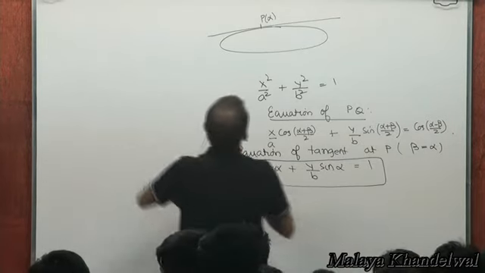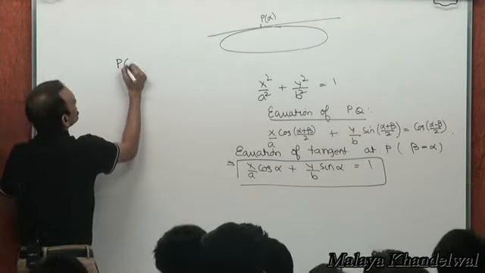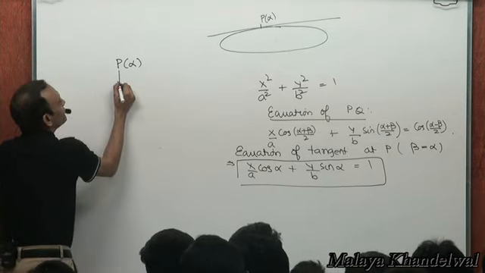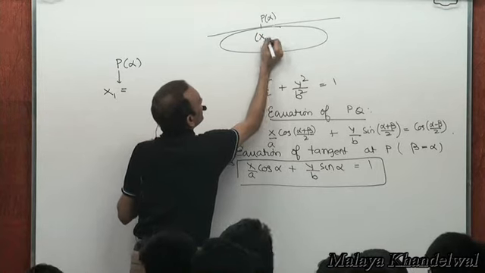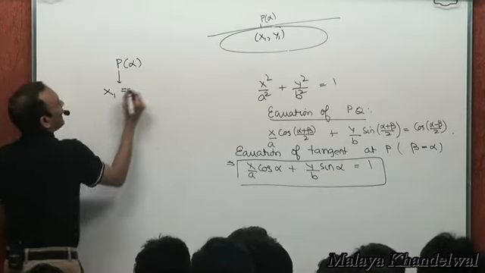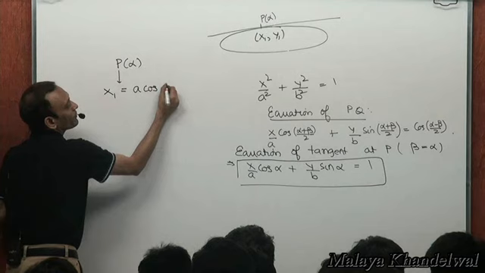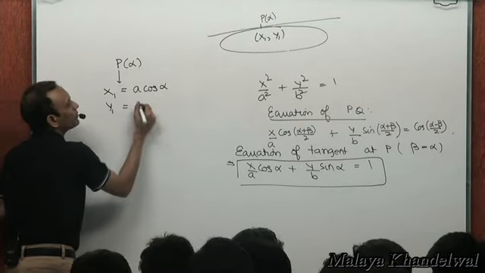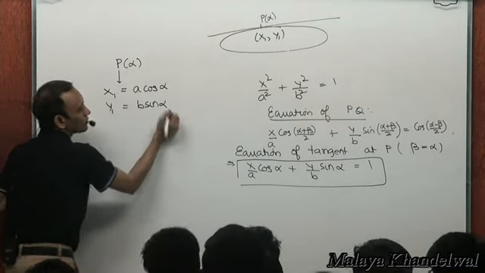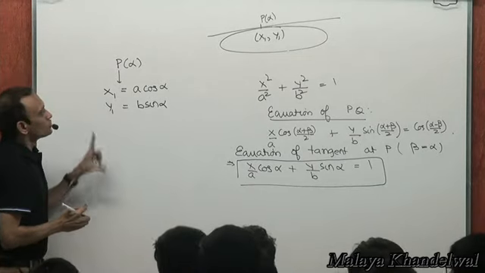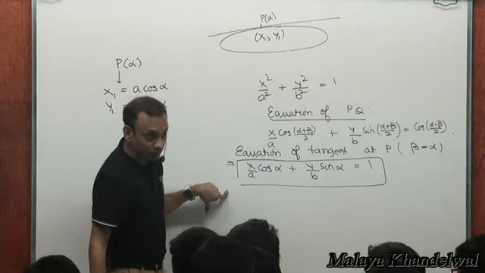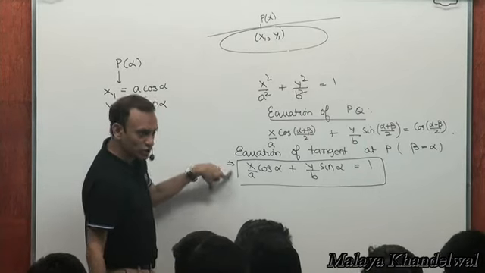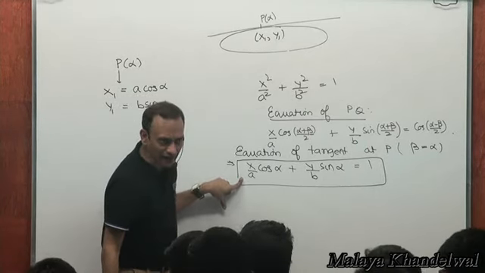Which means, if this is a point P whose eccentric angle is alpha, and the x and y coordinates of this point are x1, y1, then x1 would be a cos alpha, and y1 would be b sin alpha, right? This was the equation of the tangent in terms of the eccentric angle alpha.